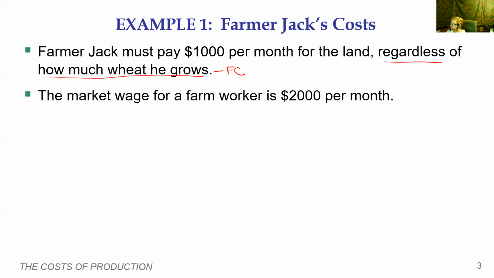The market wage for a farm worker is $2,000 per month. Is that a fixed cost or a variable cost? If you said variable cost, you're right, because he decides how many workers he wants to hire.